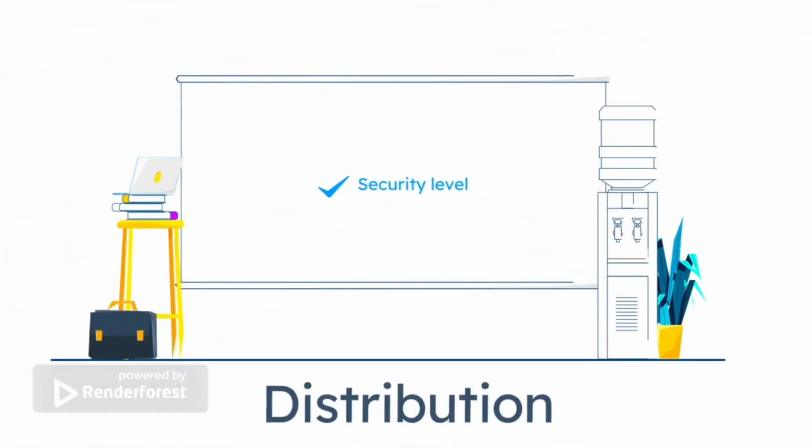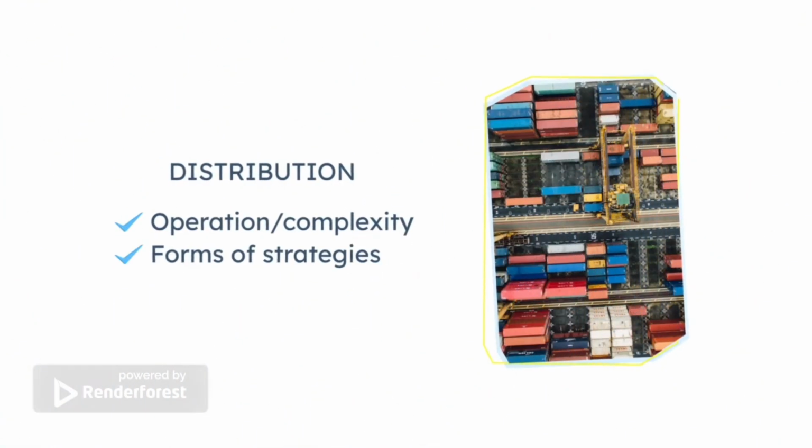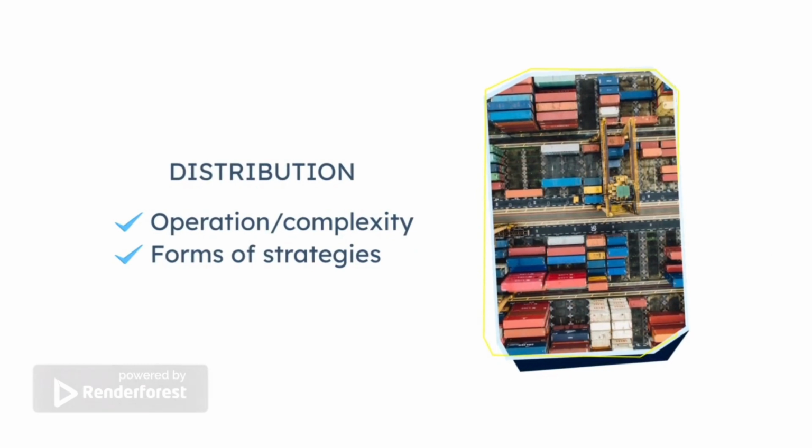In terms of product security level, when fragile items such as glasses or electronic devices are required to be shipped, additional packaging and bubble wrap are required for shipping these items, which leads to an increase in the final price of the product. Then, other factors are such as operation, complexity of the procedure, and forms of strategies, which are intensive distribution, selective distribution, and exclusive distribution strategies.